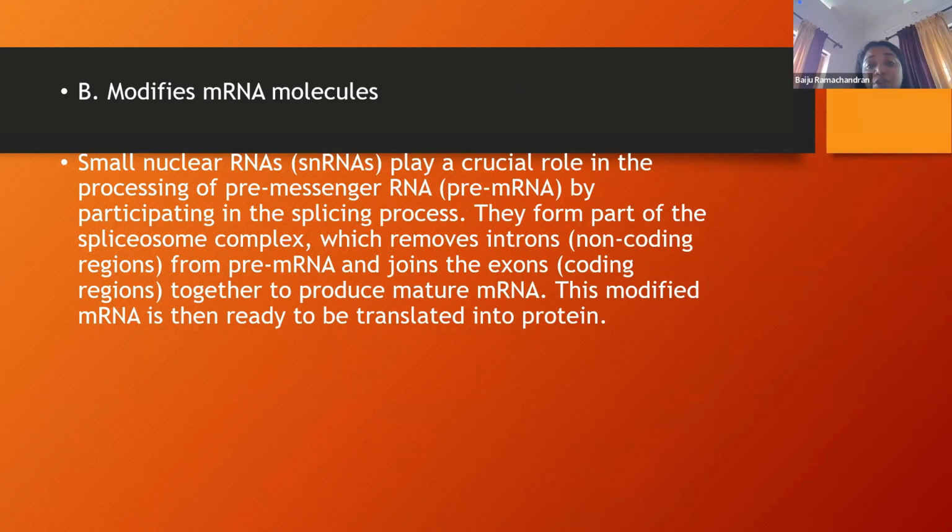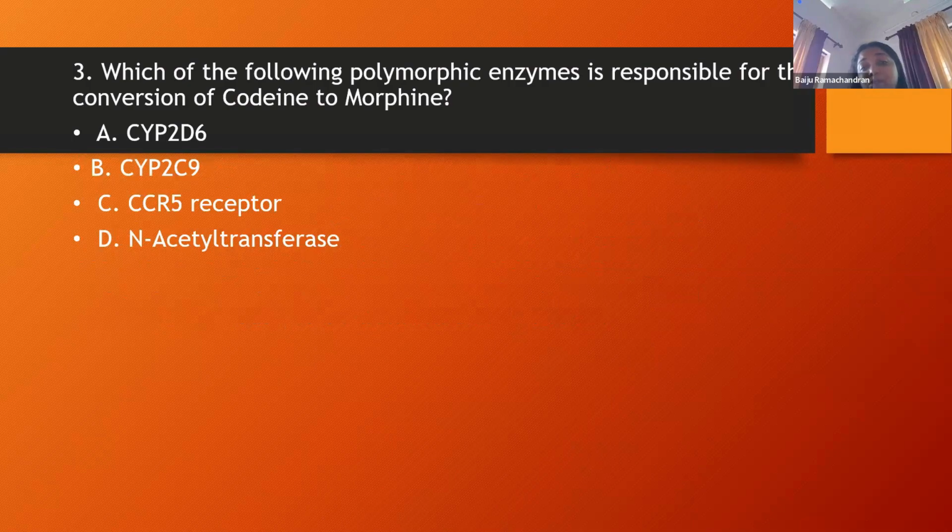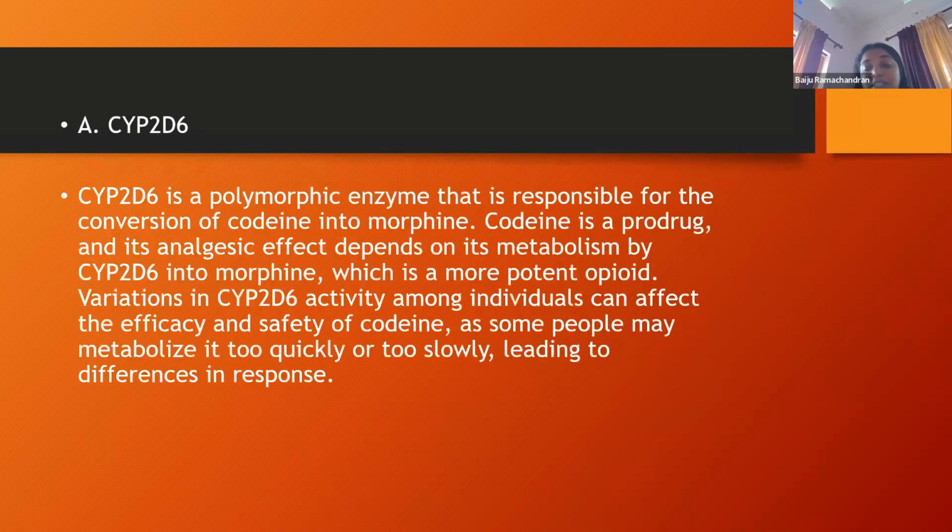Which of the following polymorphic enzymes is responsible for the conversion of codeine to morphine? For the conversion of codeine to morphine, the one responsible is CYP2D6. You know that codeine is a prodrug, and it has an analgesic effect depending on the metabolism. This codeine is then converted into morphine with the help of the CYP2D6 enzyme.